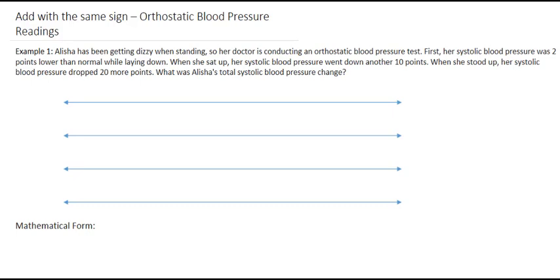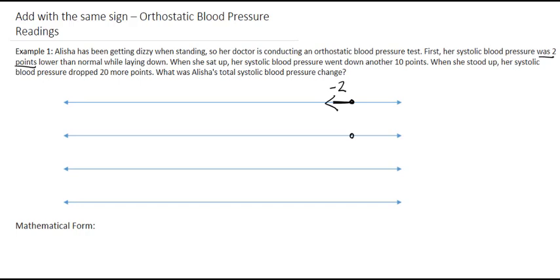And so to answer this, we are going to look at these 4 number lines in front of us to give us a visualization of what's going on. So the first thing that happened was she dropped 2 points when she was laying down. So we're just going to draw an arrow that goes to the left to represent going negative, or the drop in blood pressure. And we're going to put a -2 in front. So we know we're going to the left, which is negative for us right now.